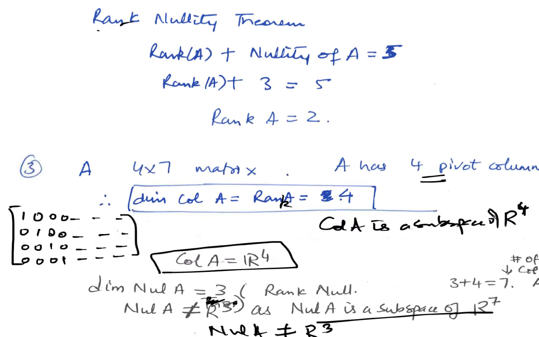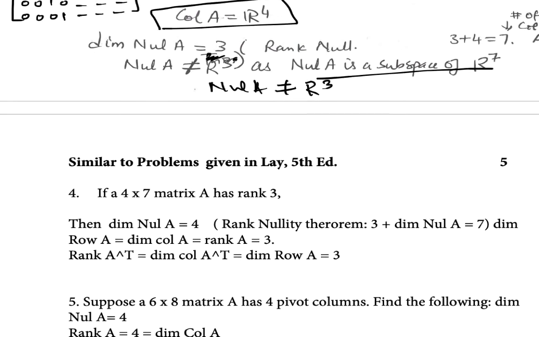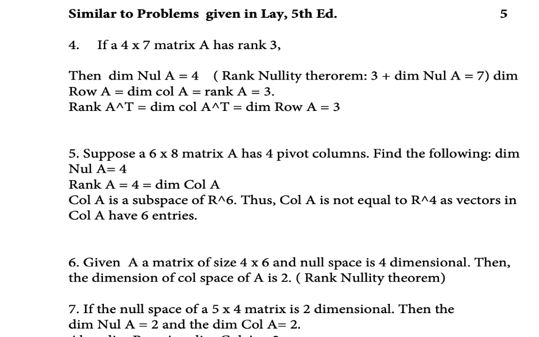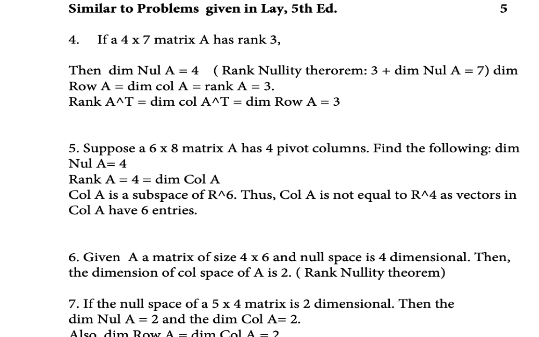Now, there are some other problems which I've picked up, very similar to the problems given in the book. So here it is. If I have a 4 by 7 matrix that has rank 3, then what would be the dimension of the null space of A? The rank nullity theorem says 3 plus the dimension of the null space is 7, and hence the dimension of the null space is 4.